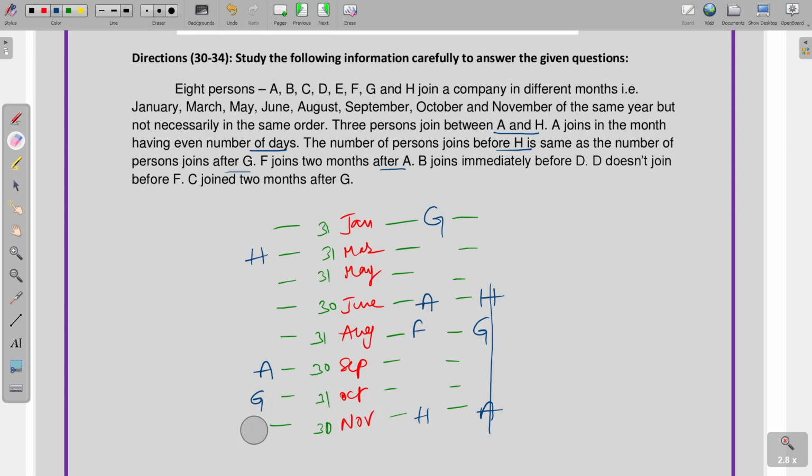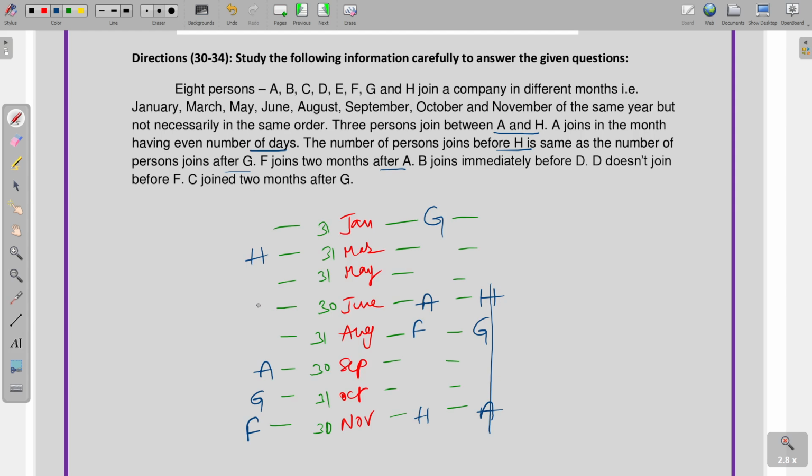So see, September, October, November, F is placing here. And next, D. So B joins immediately before D. So where do I place B? B joins immediately before D.